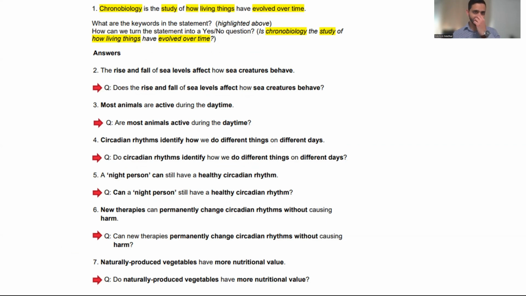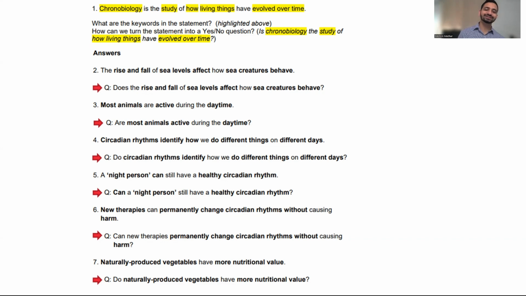So question number 2, the statement could be converted into a question like this. The rise and fall of sea levels affect how sea creatures behave. Does the rise and fall of sea levels affect how sea creatures behave? Most animals are active during daytime. Are most animals active during the daytime? Circadian rhythms identify how we do different things on different days. Do circadian rhythms identify how we do different things on different days?